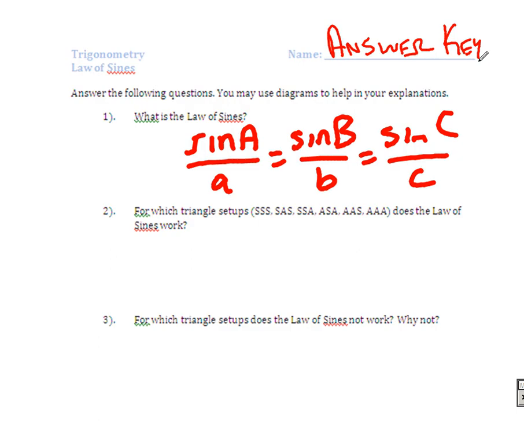When can you make the proportion work here? Well, you're going to make it work with side-side-angle. We talk about that a lot. Angle-side-angle will also work, and angle-angle-side will be the third one. The ones that do not work, so for number 3, the ones that are left.